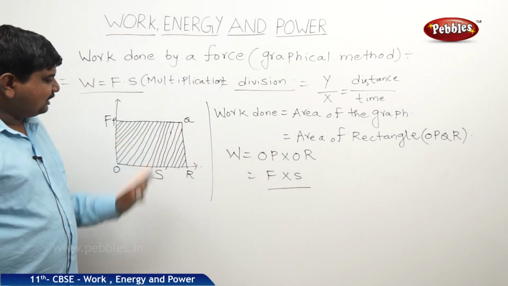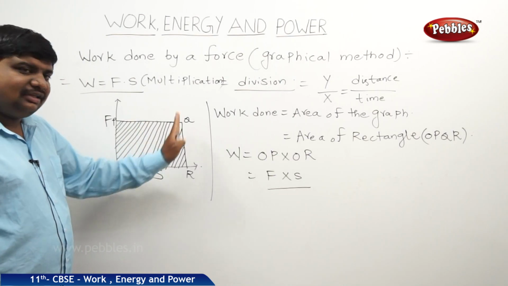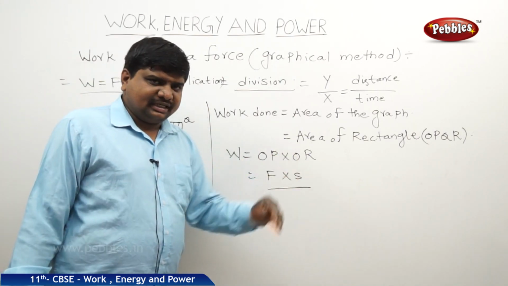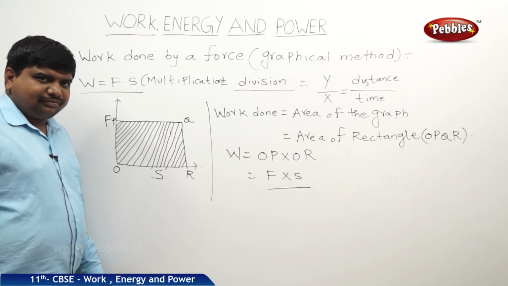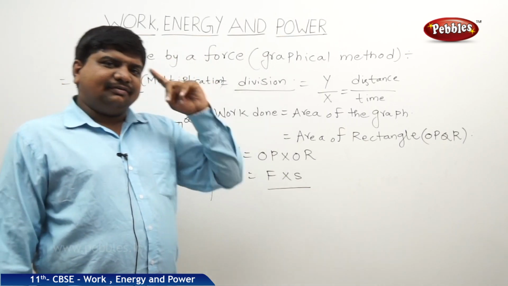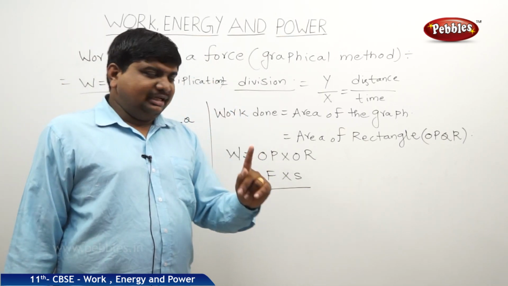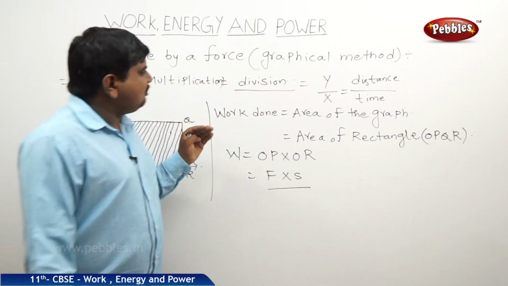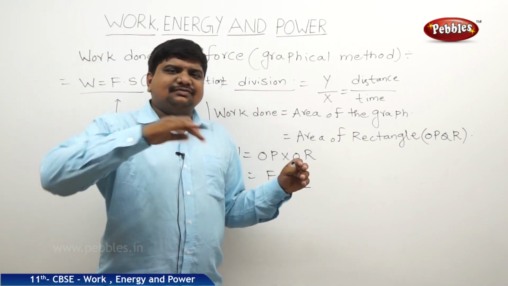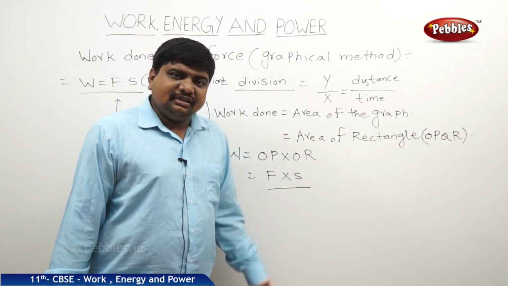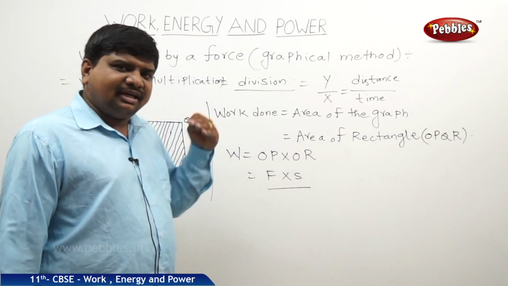In this way, we can draw the graph and derive the relationship between work, force and displacement with respect to the graph. This is the graph for a force applied a single time, meaning a constant force. If the force is variable, there may be a change in the shape of the graph. This case is called work done by a variable force.